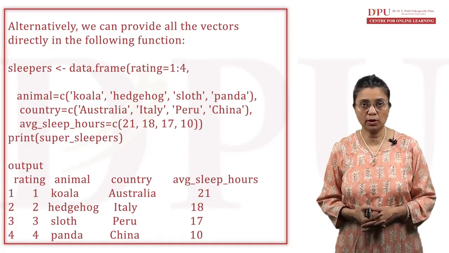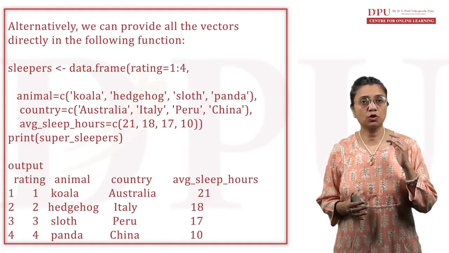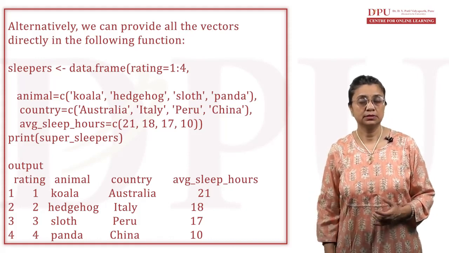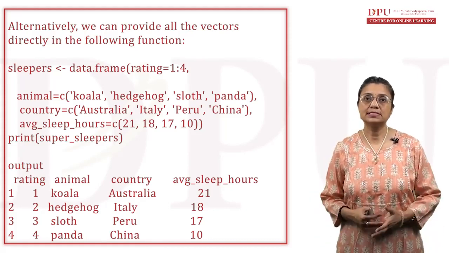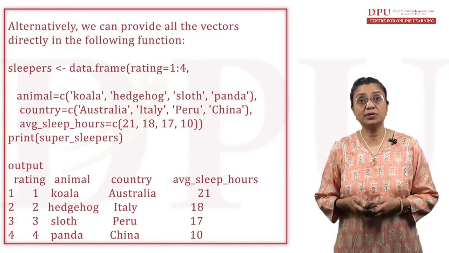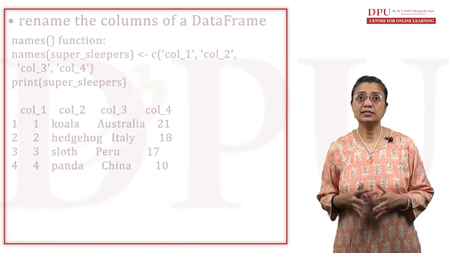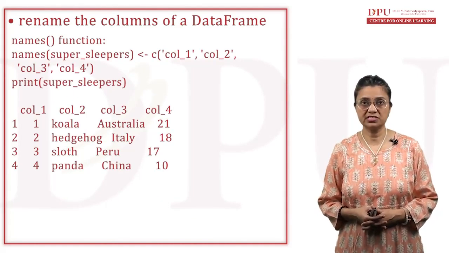It is totally up to us. So you can see over here the output. It is again the same. The first column is rating, second is animal, third is country, and the fourth one is average sleep hours. So you can see how nicely I have printed the entire data frame with just one print command. Now let's talk about renaming the columns of a data frame.